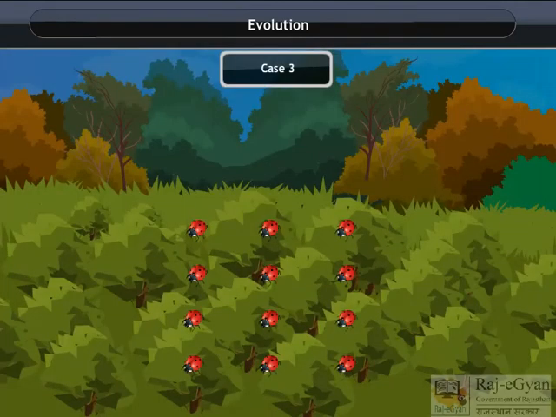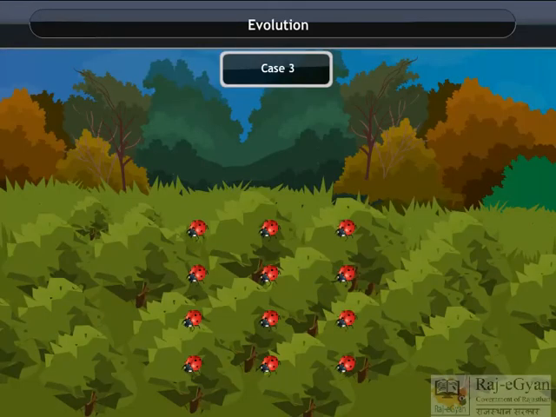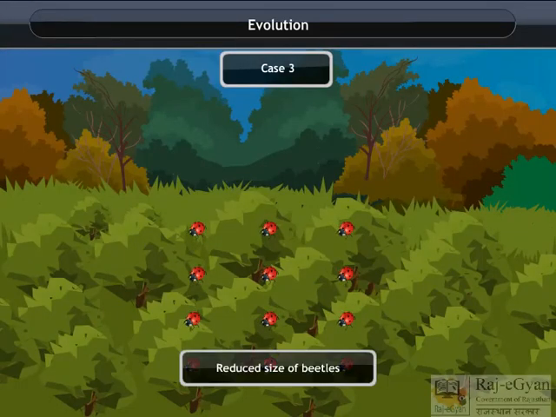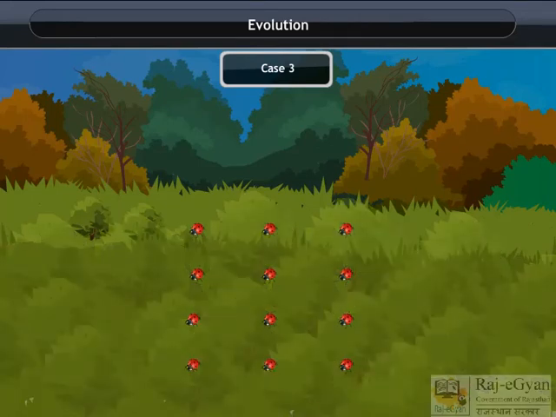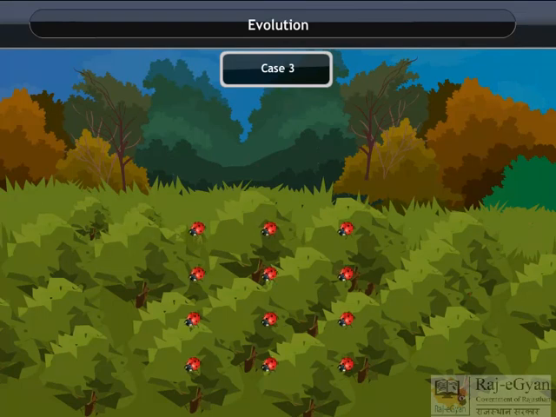Now consider case 3. In this case, as the beetle population begins to expand, the bushes start suffering from a plant disease. The average weight of adult beetles decreases, but there is no genetic change occurring. After a few beetle generations, the plant disease is eliminated. At this time, what would we expect the weight of the beetles to be? The beetles will grow in normal size.